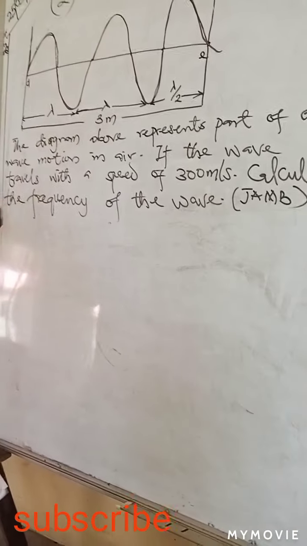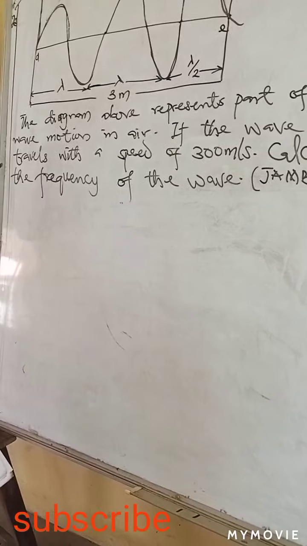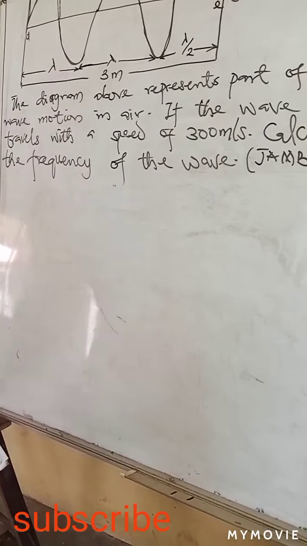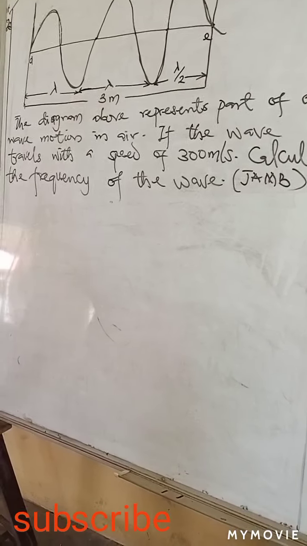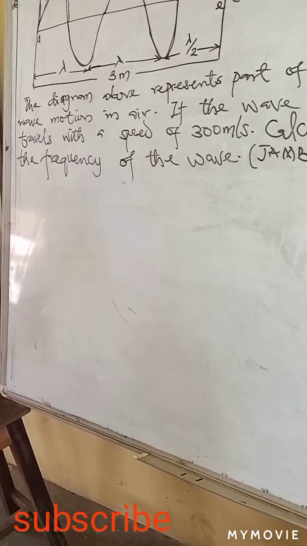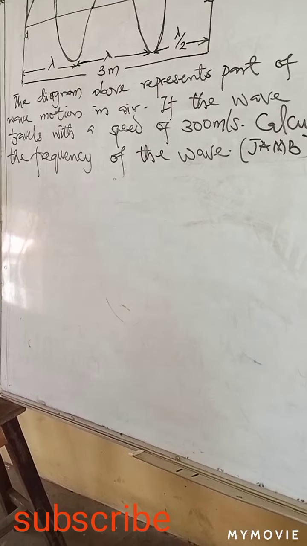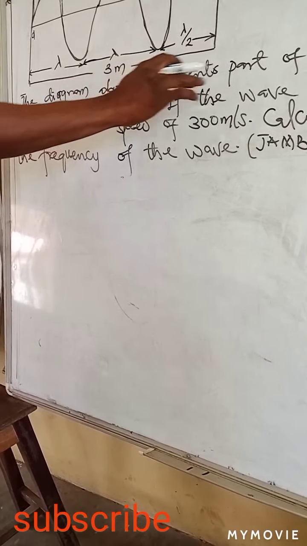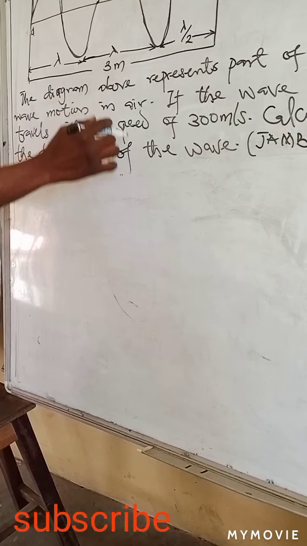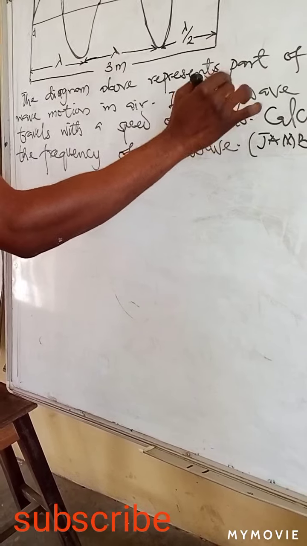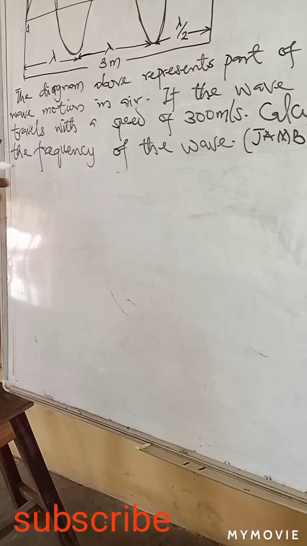Example 3. This example has to do with a wave diagram. As you can see, the wave diagram starts from node D and ends at node E. In this given question, we are told that the diagram above represents part of the wave motion in air. If the wave travels with a speed of 300 meters per second, calculate the frequency of the wave.